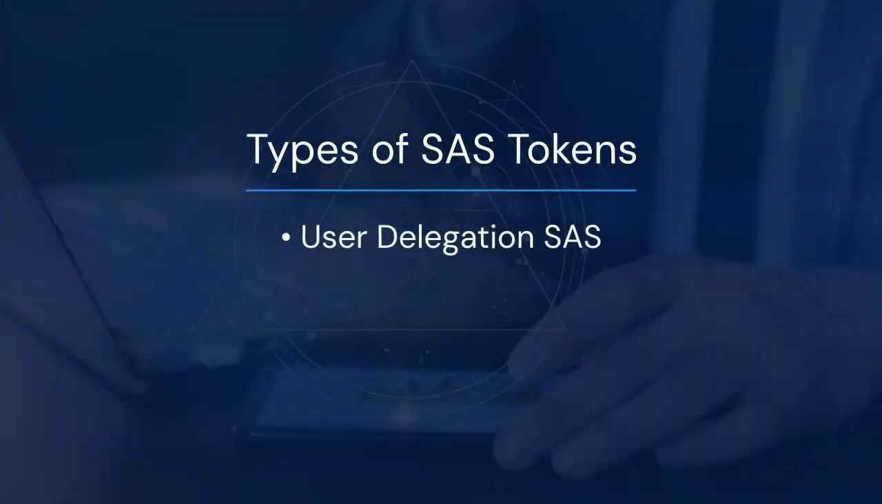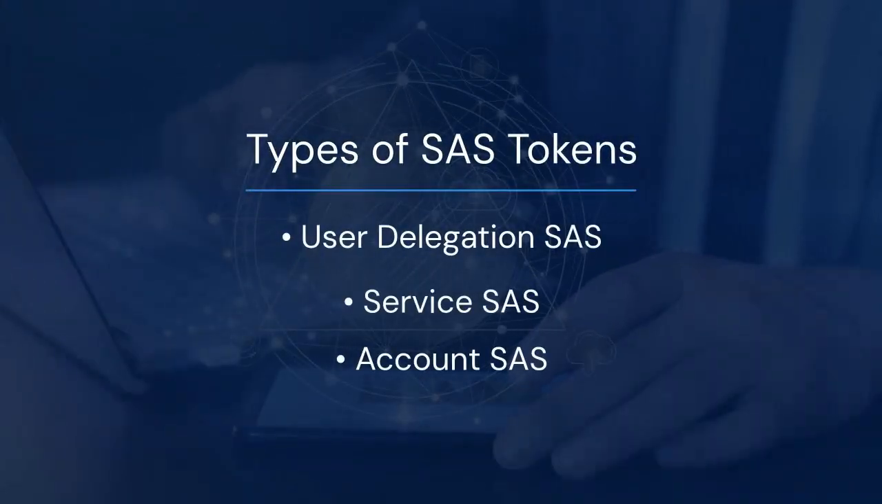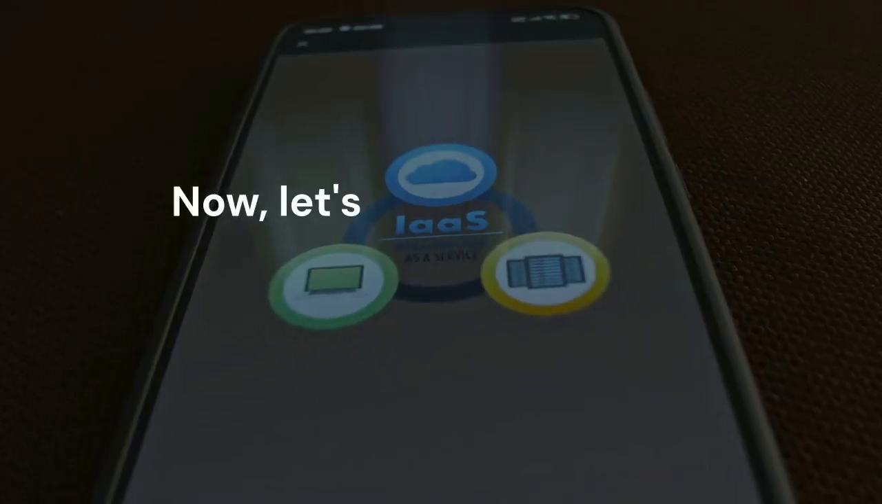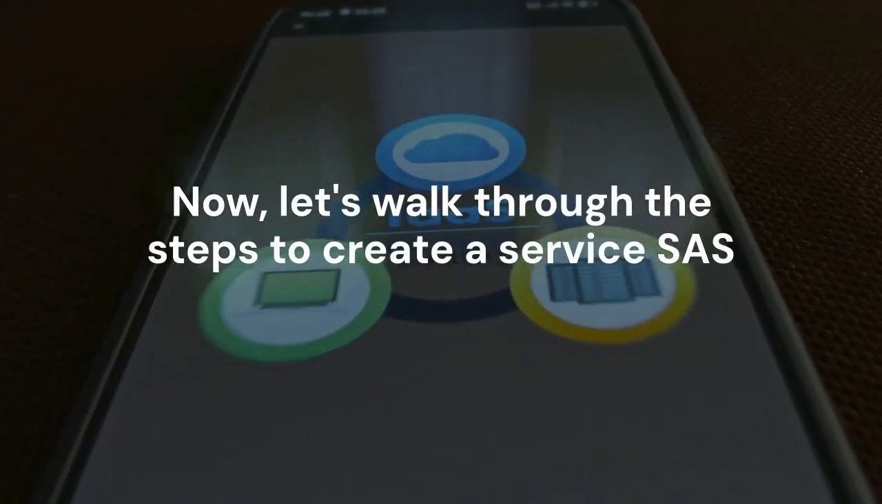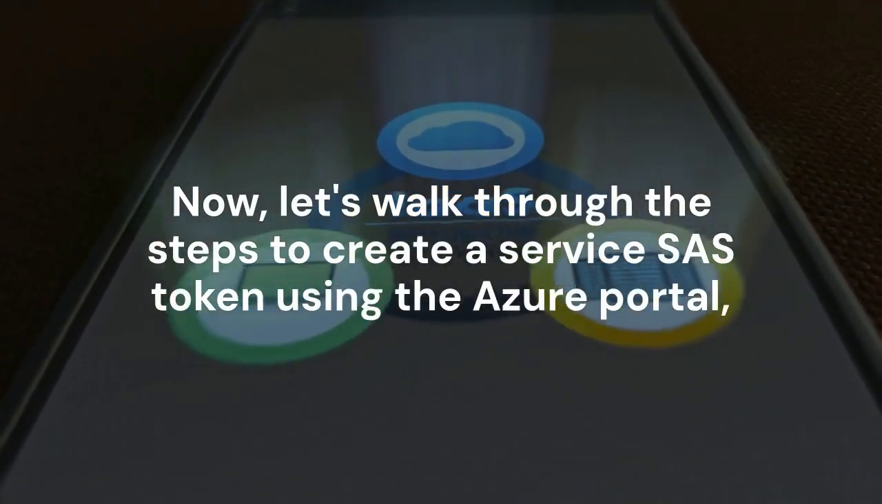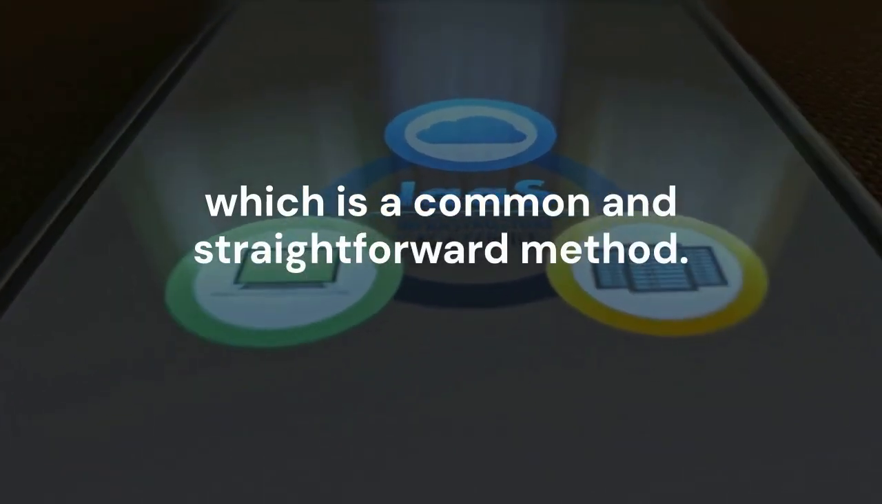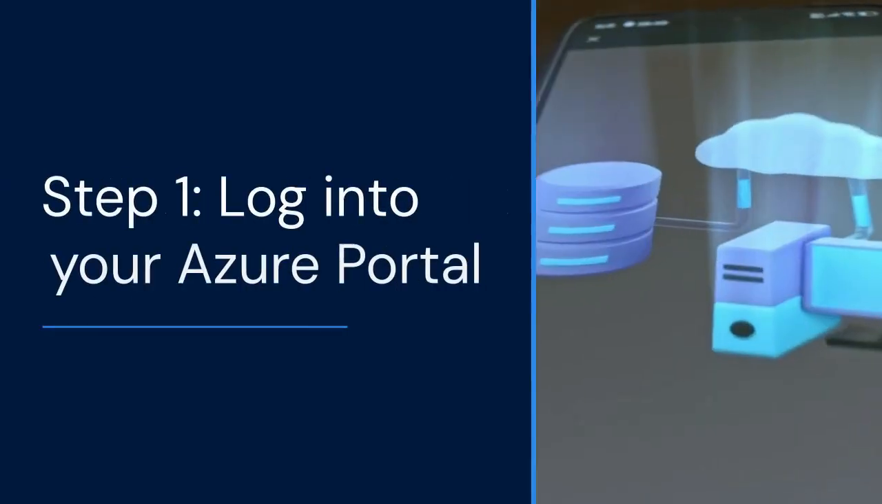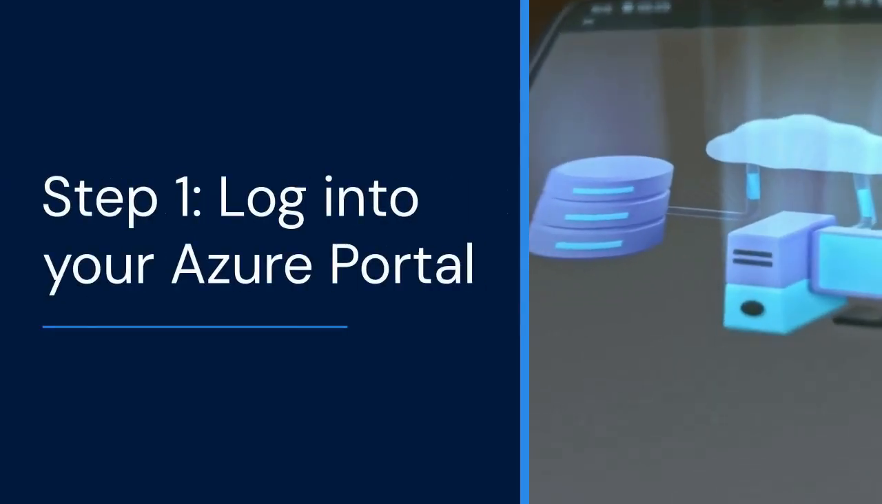There are a few types of SAS tokens, including User Delegation SAS, Service SAS, and Account SAS, each suited for different scenarios, but the core concept of controlled access remains the same. Now, let's walk through the steps to create a Service SAS token using the Azure Portal, which is a common and straightforward method. To begin, log into your Azure Portal account.